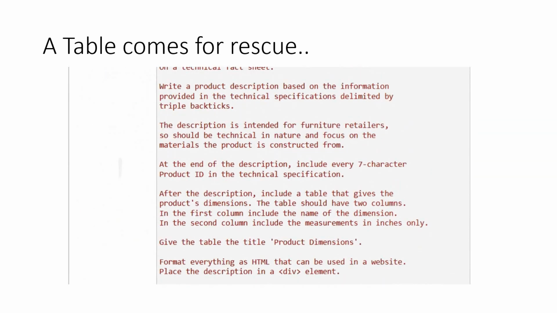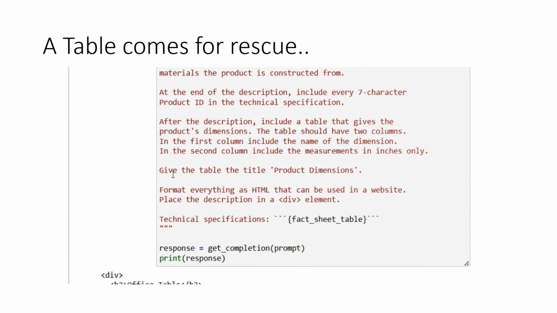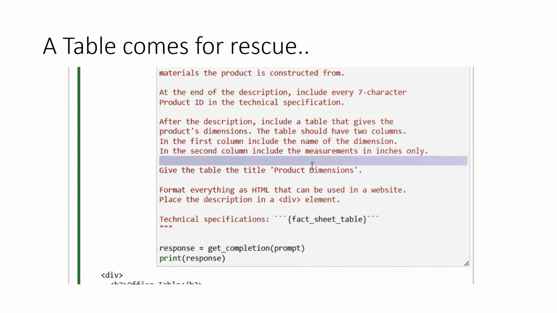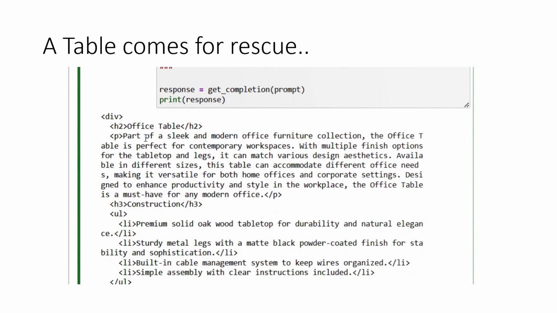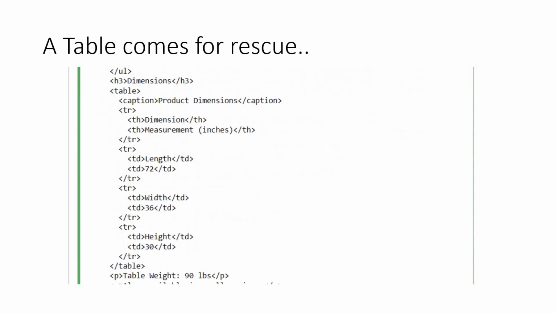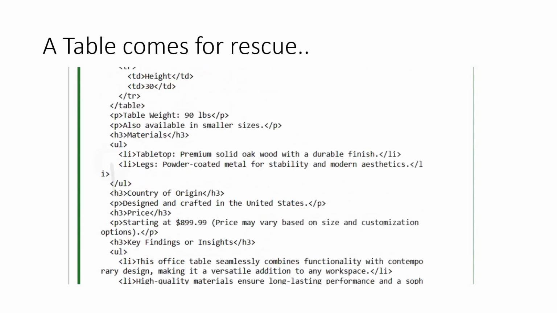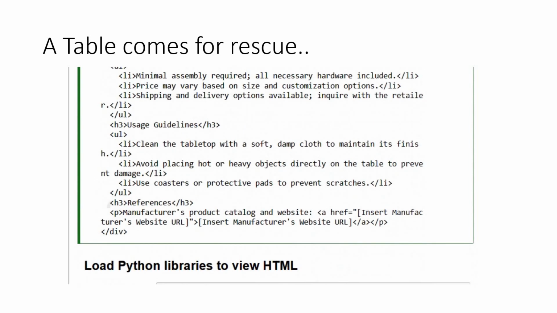Now, if you see that we are improving this further, you need to format everything now. Give the table title, product dimensions, and format everything as a HTML that can be used directly in the website. Place the description in div element. We are now requesting it to generate things so that it can be migrated right away as a HTML page, and you get the result now. This is a HTML content that is being generated by LLM.